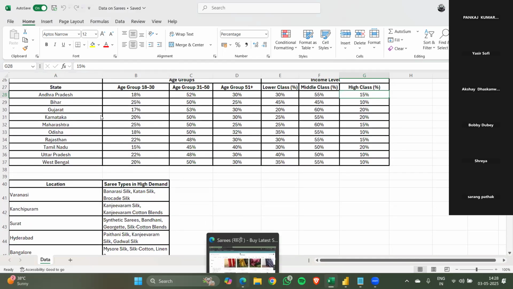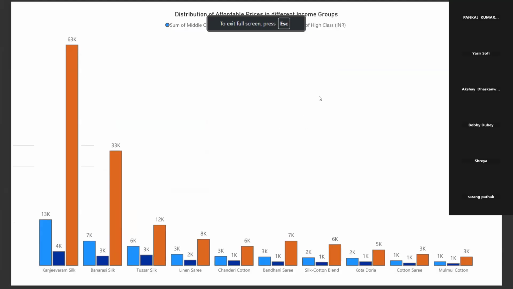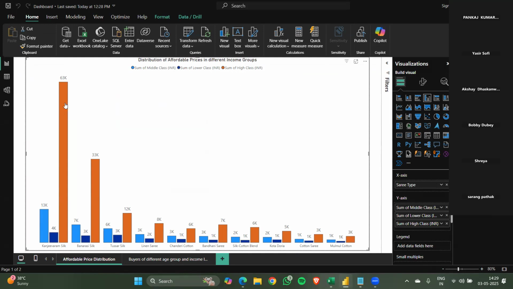On the basis of that, this was the dashboard that I made in Power BI. Is the dashboard visible? Yeah. So here you can see the saree types, and according to that, I kept the table, whose page name is affordable price distributions. The orange bar shows the sum for high class, which means for Kanjivaram silk the price is 62,500. Similarly, for silk cotton blend, for middle class, it is 2,250 rupees.